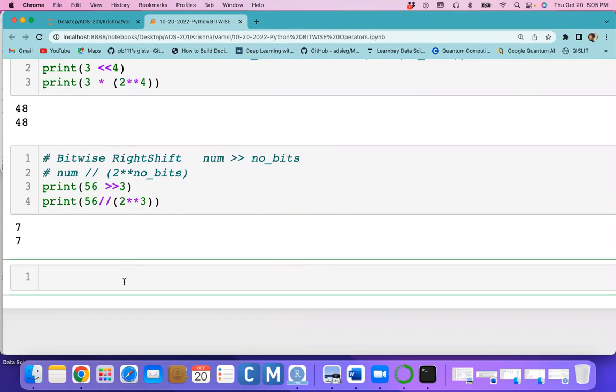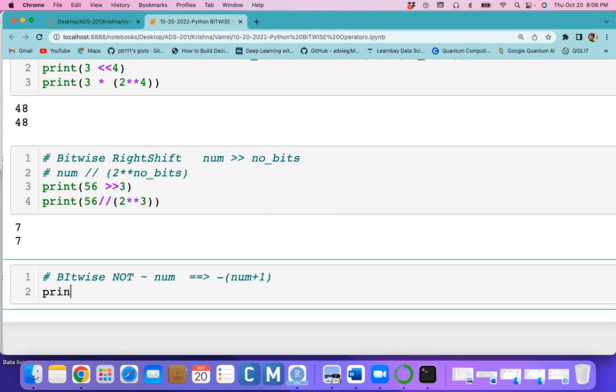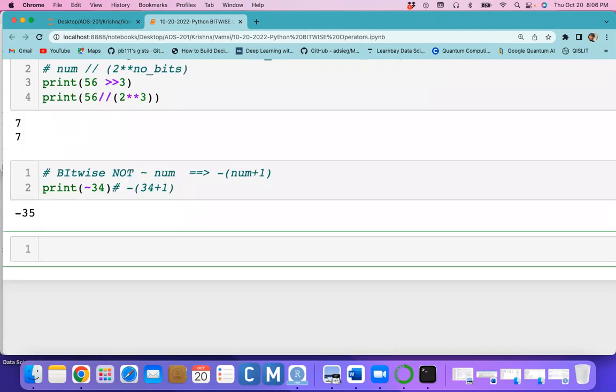Now last but not least, the bitwise not operator. For the bitwise not operator, we use the negation and we can use any number. The number can be positive or negative, whatever it is. Simply what you should do is minus of number plus 1. Negation of number means minus of number plus 1. For example, the negation of 34: minus of 34 plus 1, how much? It's minus 35, right?